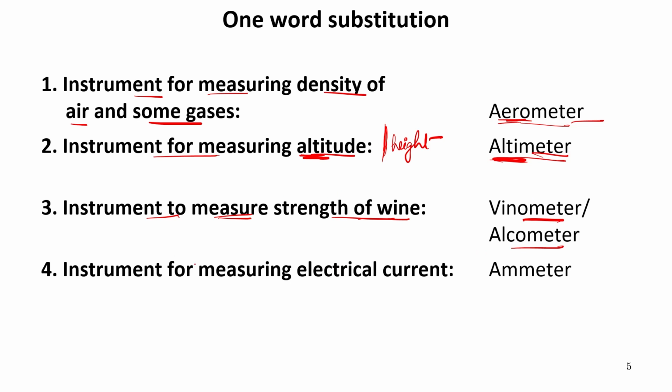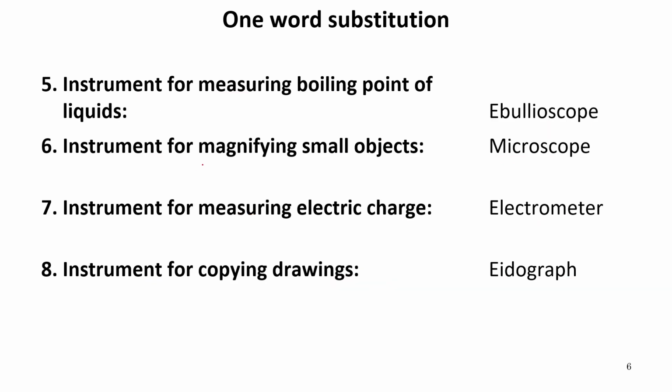Now let us move to the next one. Instrument for measuring electrical current. Now whenever this current is measured, this is known as ammeter. So this is ammeter. Now let us move to the next one. Instrument for measuring boiling point of liquids. So this is known as ebullioscope.